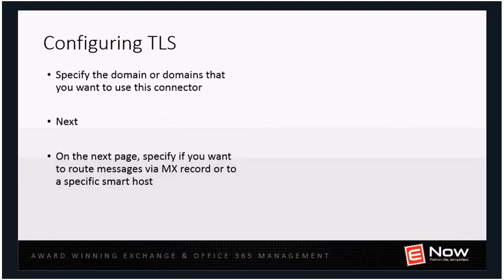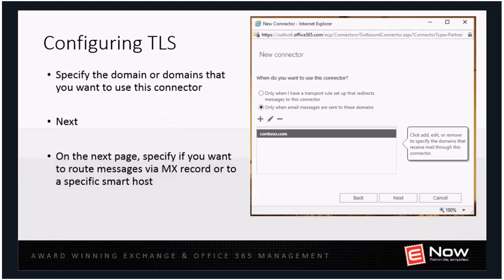And then on the next page of the connector, you're going to want to specify the domains that you're using with this connector. I probably recommend in most cases that you keep each connector to a single domain. It makes it easier to troubleshoot problems later. But you certainly could list a bunch of domains here if you wanted to group them. You can see on the screen I set up one for contoso.com.